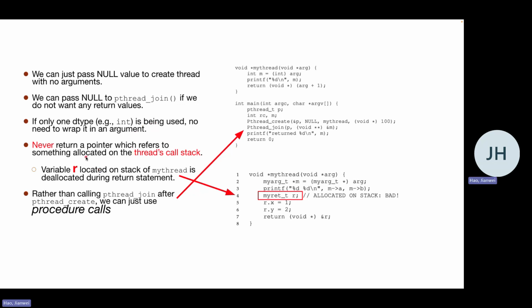And we never return a pointer which refers to something that is allocated on the thread's call stack. For example, the variable r is located on the stack of my thread, and it will be deallocated during the return statement because the thread is finished. It will be deallocated.